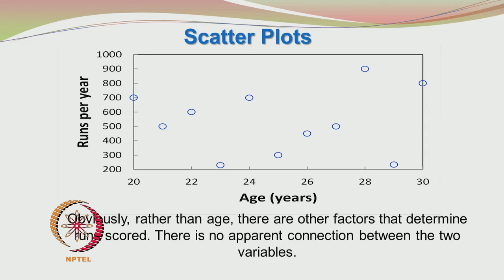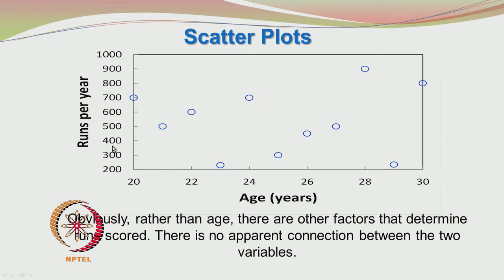Well, when we look at this particular scatter plot for this particular batsman, the runs scored per calendar year is shown on the y axis, and his age is shown on the x axis. From this diagram, it can be seen that there is no apparent relation or dependency between the runs scored per year and age.